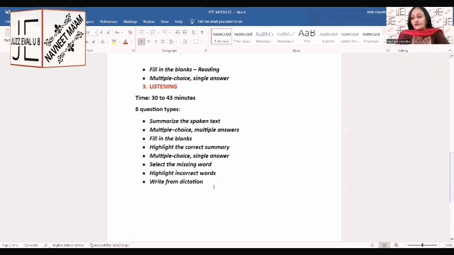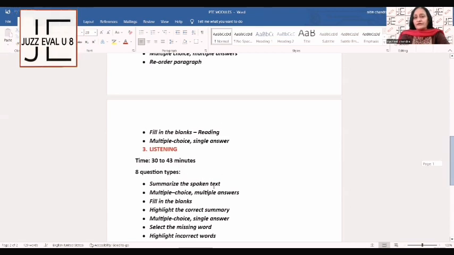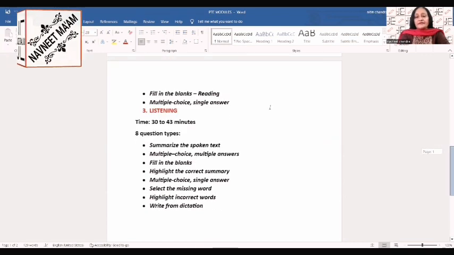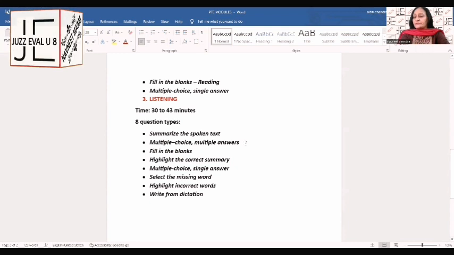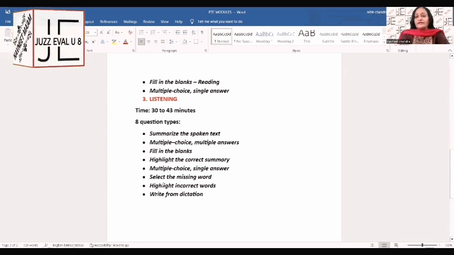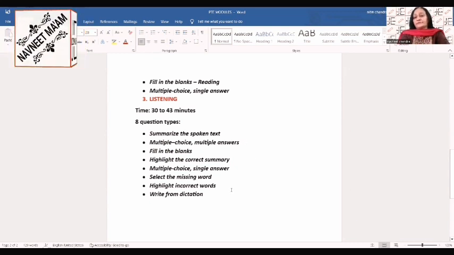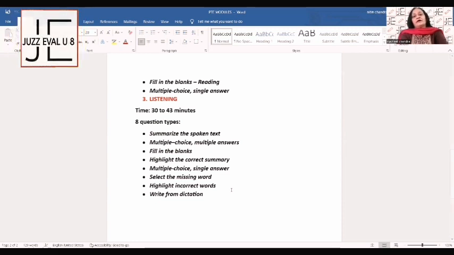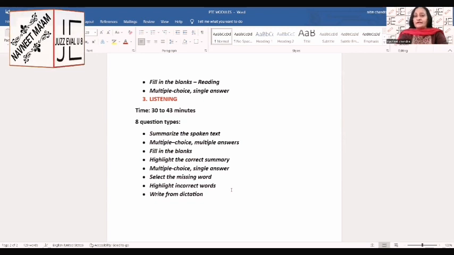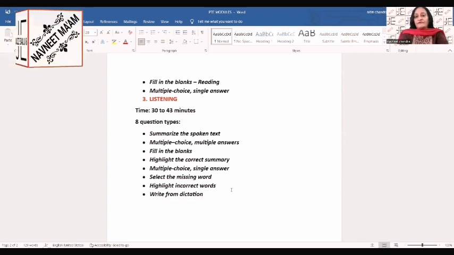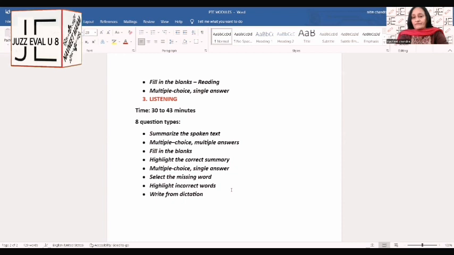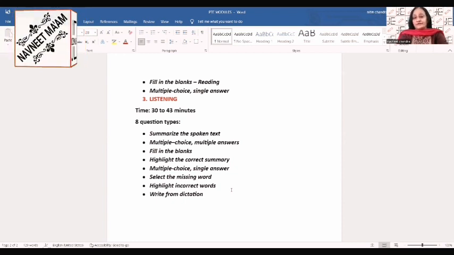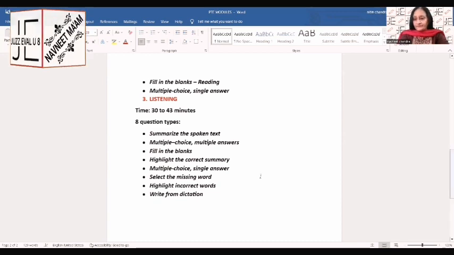So now you have 3 questions where you have negative marking: in reading, multiple choice, multiple answers; and in listening, multiple choice, multiple answers again, as well as highlight incorrect words. These are the 3 questions where you will be negatively marked if your answer is wrong, and that too, it is -1 for one wrong answer. So please keep this in mind.